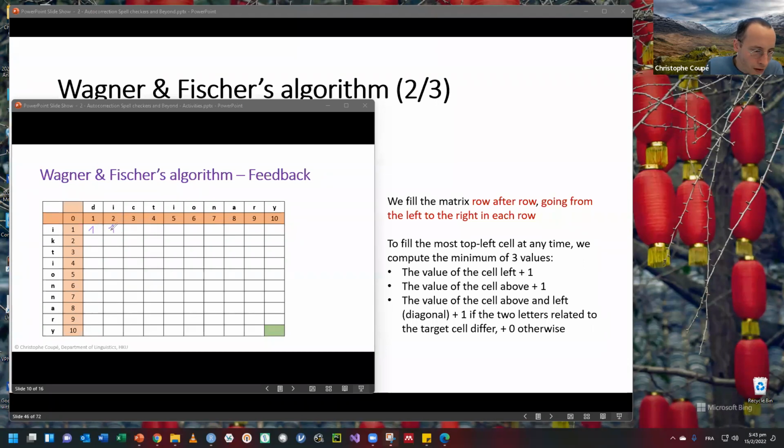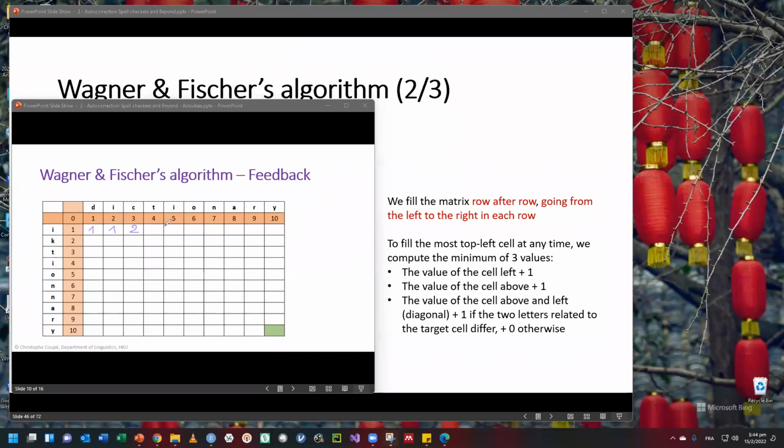Now, if we look at the next one, here we have 1, we add 1, so the number here is 2. Above we have 3, we add 1, the number is 4. In diagonal, we have 2, but now C and I are different letters, so we need to add 1. So 2 + 1 is 3. We pick the smallest value between 2, 3, and 4, and the value we pick, of course, is 2. And then we can go on like this for a while. Does that make sense? Chantal, does that make sense with this step-by-step approach?